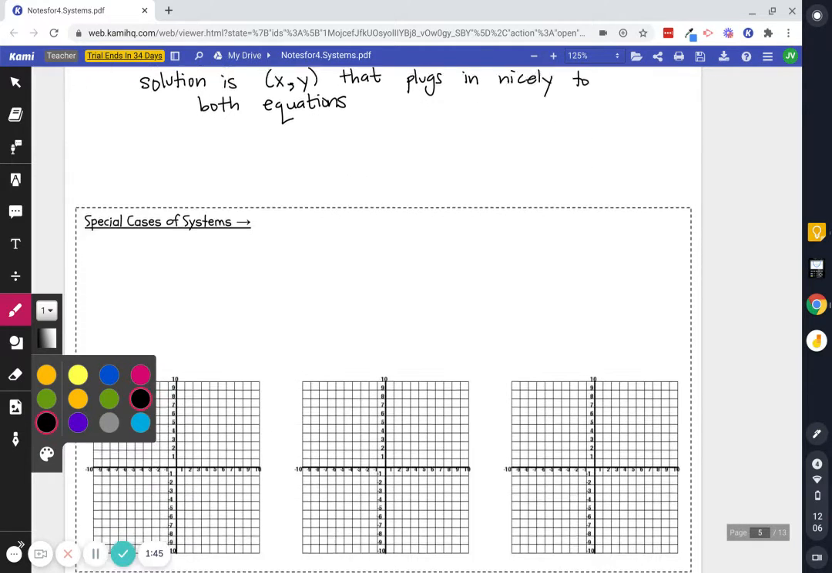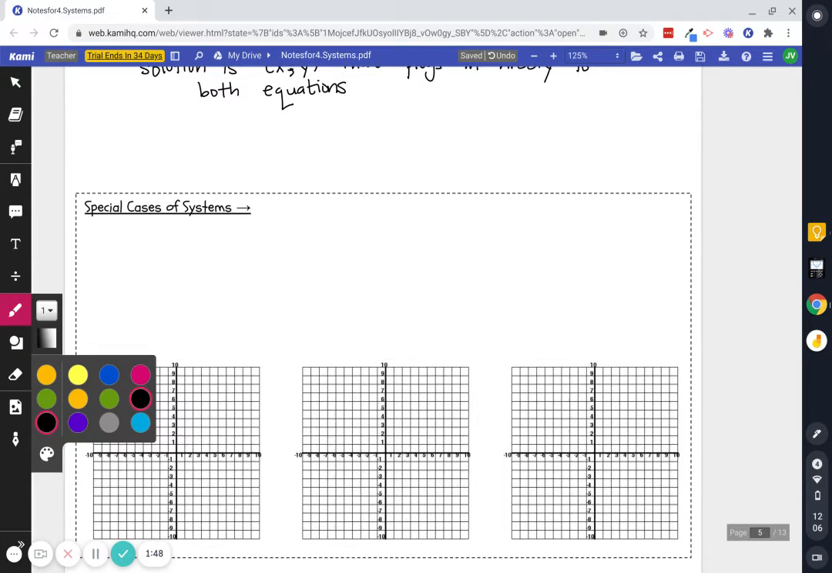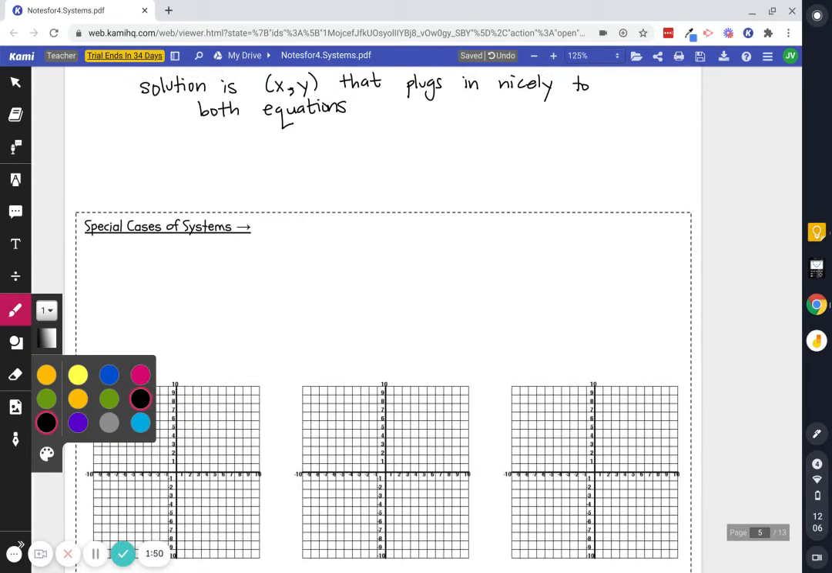So in a second here, we're going to go through some special cases of systems. Before we do that, though, I just want to run through that there are lots of different ways to solve systems. We can find the solution by graphing, which is what we're going to talk about below, by substitution, which is what we're going to talk about next week, and by elimination. Those are our three processes. So it gives you a little bit of a preview of what's coming.